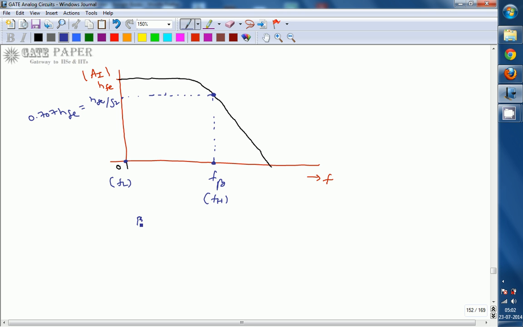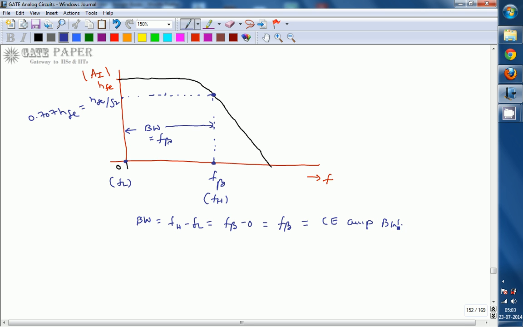Now you can calculate the bandwidth of the circuit as fH minus fL, which is f beta minus 0, which itself is f beta. So the bandwidth of a common emitter single stage circuit is f beta itself. So f beta is called the bandwidth of the common emitter amplifier.